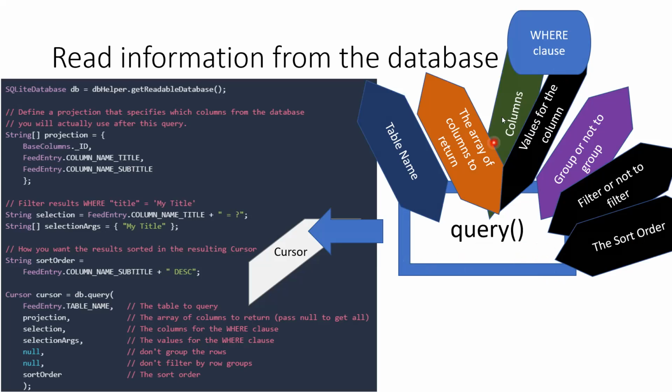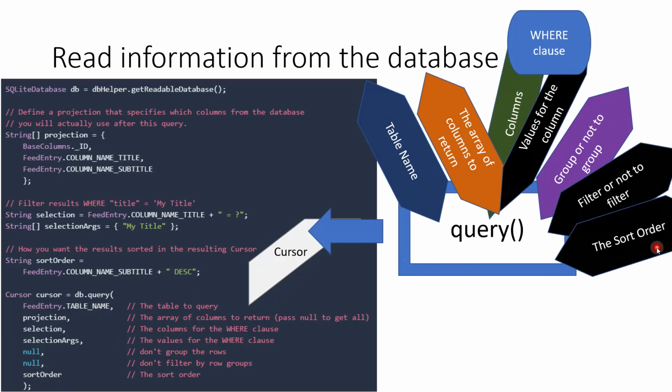That roll number. This is selection, and this is selection arguments. Selection is the columns for the where clause, and this is values for the where clause. Then this null says whether to do the grouping or not, and this null says whether to do the filtering or not. And this argument says what the sorting order is. That's why it's written group or not to group, filter or not to filter.